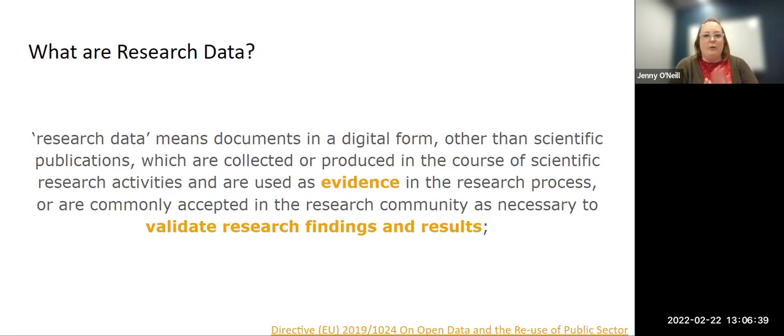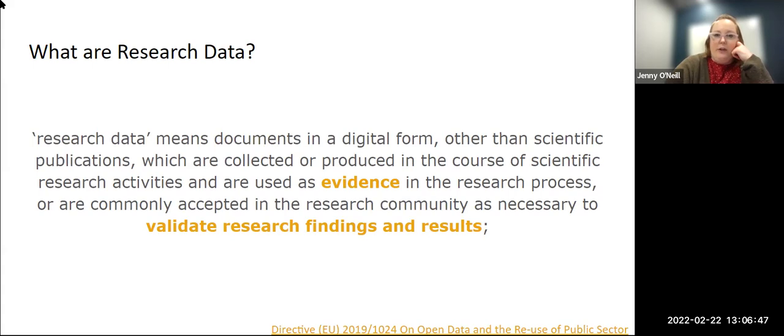In about 2 or 3 words, just pop into the chat what you consider your research data to be. So thinking about what you use as evidence, what you are relying on as evidence, and what you might need to provide somebody else to validate the research findings and results.